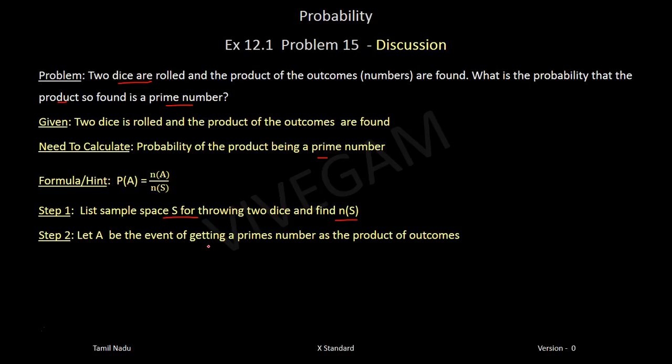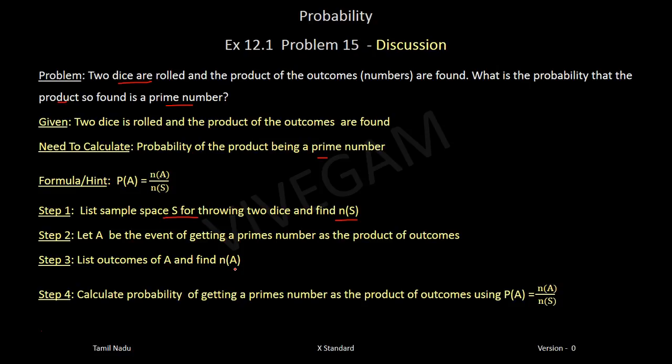Next, let A be the event of getting a prime number as a product of the outcomes. So let's define A as the event, okay, which gives us the product of the number as being a prime number. Now, next we will have to list out the outcomes of A, which is a subset of S. Here S gives you all the outcomes, and out of these outcomes, a few will be favorable to A. So we'll have to select those outcomes and put them into this set A and find n of A. Once you find n of A, then the probability of A is n of A divided by n of S. Okay, so let's get going with the solution.